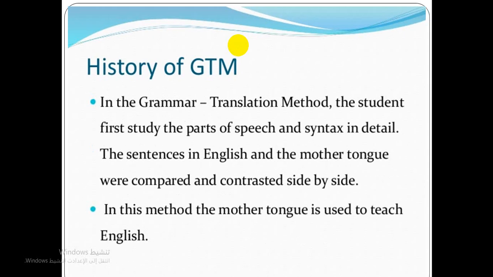In the grammar translation method, the student first studied the parts of speech and syntax in detail. The sentences in English and the mother tongue were compared and contrasted side by side. In this method, the mother tongue is used to teach English. So, grammar translation is a way of studying a language that approaches the language first through detailed analysis of its grammar rules, followed by application of this knowledge to the task of translating sentences and text into and out of the target language.